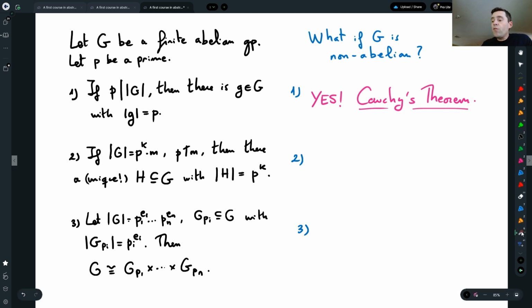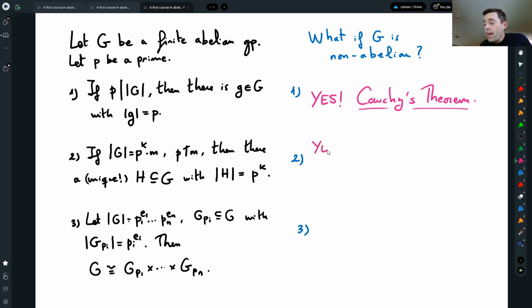Second, in the proof of the case of finite abelian groups, we saw that if the order of G is a power of p times a number relatively prime to p, so this is the largest power of p that divides the order, then there is in fact a unique subgroup of G of order p to the k, of the largest possible p-power order. In fact, the way we constructed that group was by defining the p-primary component of the finite abelian group. Is that true when G is non-abelian? Well, it turns out that yes and no.